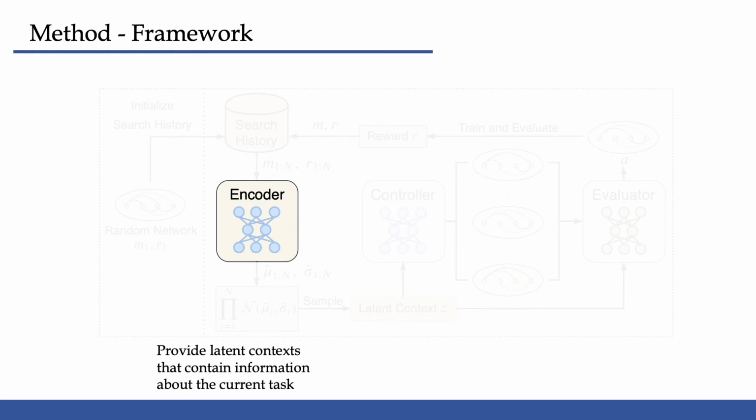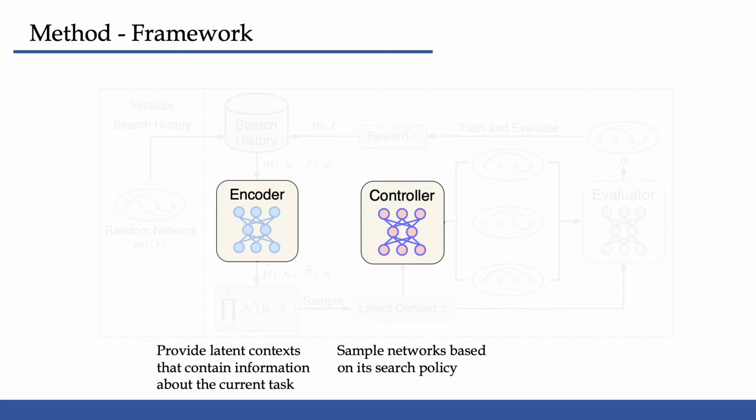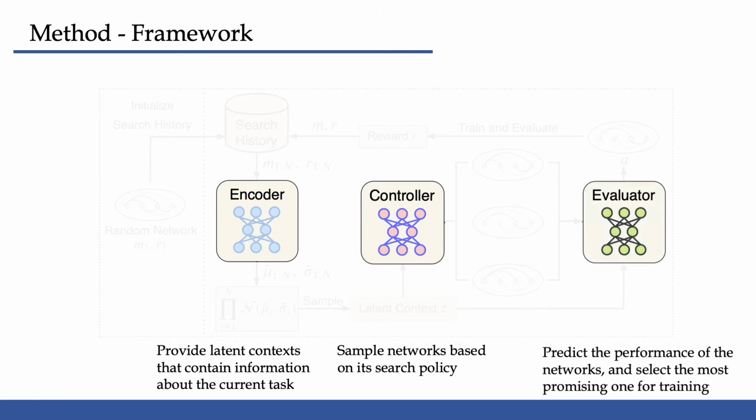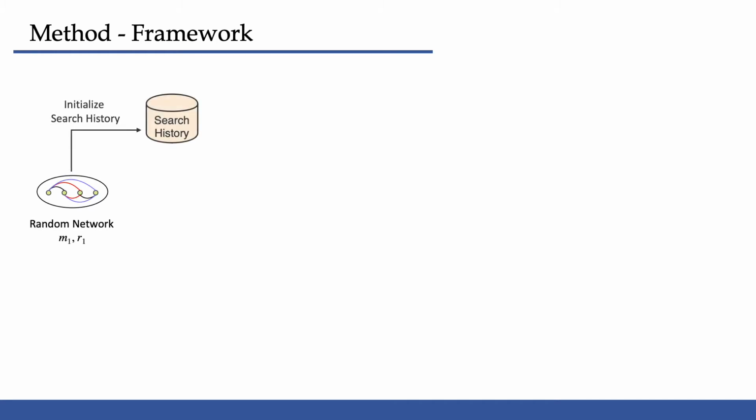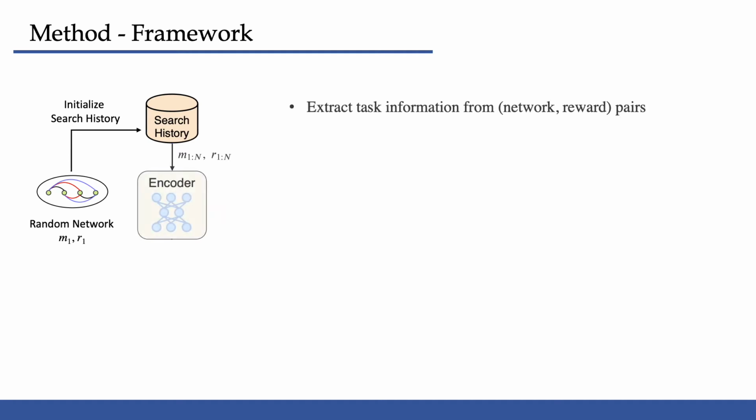As we just mentioned, the encoder is responsible for providing information about the current task. The controller samples networks based on its search policy, and the evaluator will predict the performance of the networks and select the most promising one for training. To start the search, we randomly sample a network and put it into the search history. We are using the network reward pair as an important source of task information.